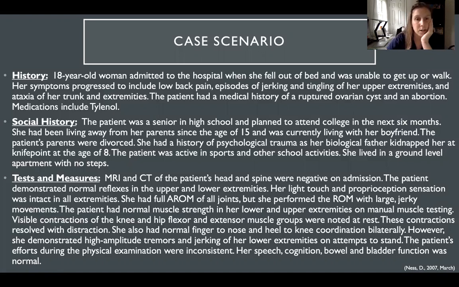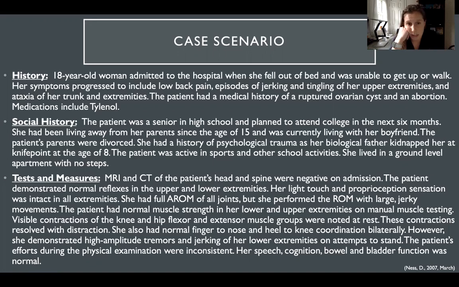Some social history. She was a senior in high school, planned to attend college in the next 6 months. She had been living away from her parents since she was 15, currently living with her boyfriend. The patient's parents are divorced. She had a history of psychological trauma as her biological father kidnapped her at knife point at the age of 8. The patient was active in sports and other school activities. She lived in a ground level apartment with no steps.